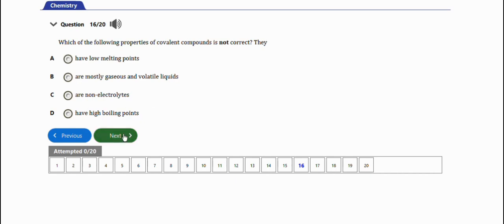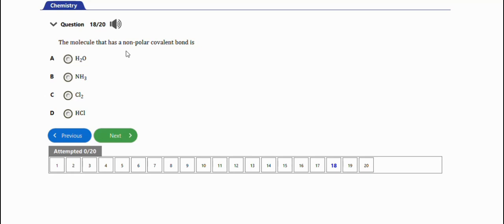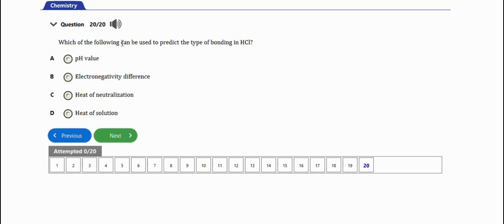The next question with this one, it says the molecule that has a non-polar covalent bond is, so it's obvious, option C, chlorine gas. The next question with this one, it says the maximum number of covalent bonds formed by nitrogen is, so it is obvious, 3, option D. Last question to end this video, it says which of the following can be used to predict the type of bonding in hydrochloric acid. So this is obvious, electronegativity difference.